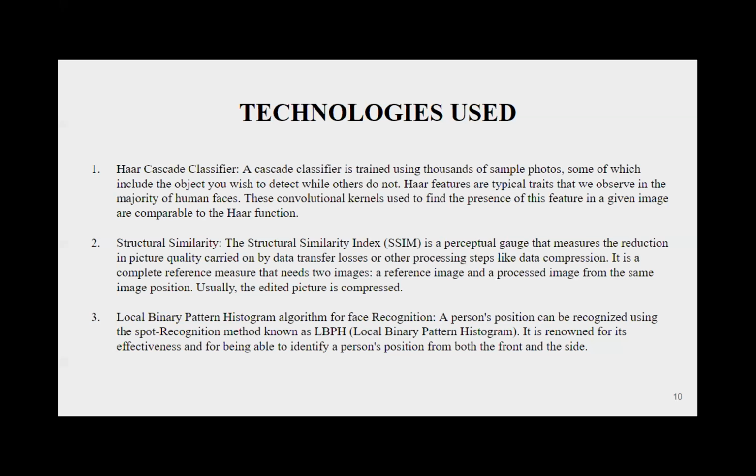The third one is the local binary pattern histogram algorithm for face recognition. A person's position can be recognized using the spot recognition method known as LBPH. It is renowned for its effectiveness and for being able to identify a person's position from both the back and front and the side.